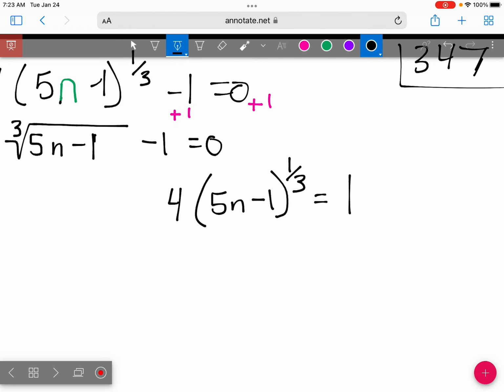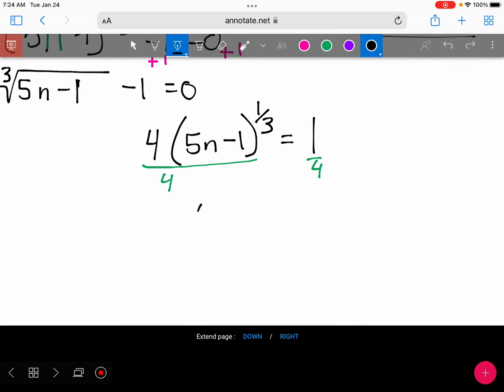Then what are we going to do? Not square by 3. We got to deal with that 4. I need this all by itself before I can do anything with my exponents. So yeah, we're going to divide by the 4. So we're going to get a fraction and it's gross, and that's okay. So we have 5n minus 1 to the 1/3 equals 1/4. Gross. Sorry, y'all. I picked these in a rush this morning. Now what are we going to do?